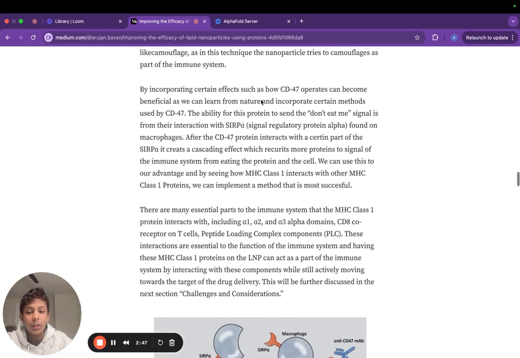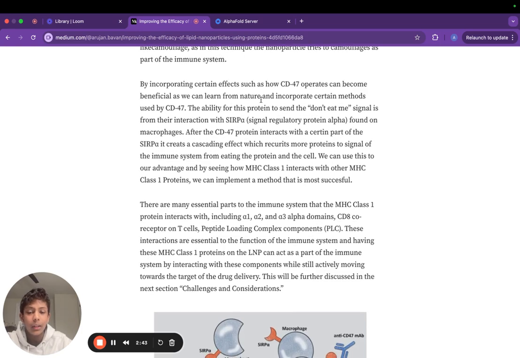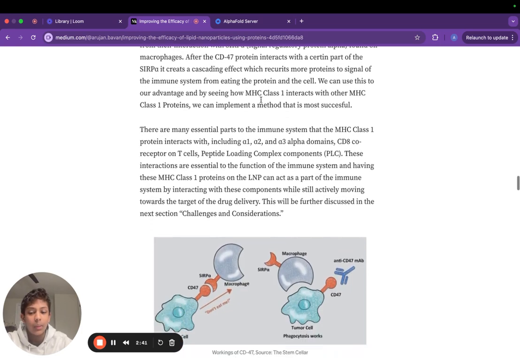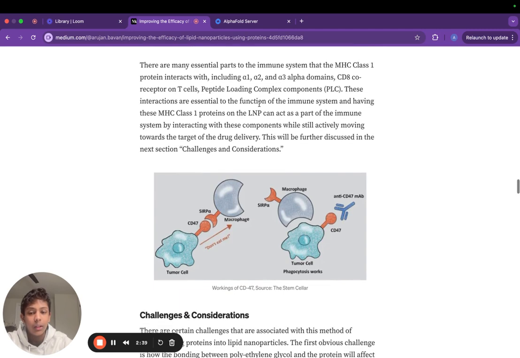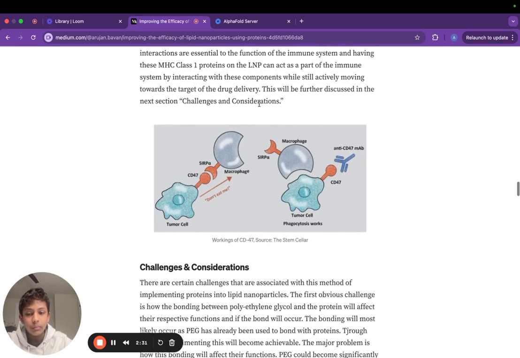And I use this along with the SARS-CoV-2 virus, which caused COVID-19, to essentially make a prototype of MHC class 1 that interacts with the immune system. Although since it's part of the immune system, it becomes camouflaged into its environment.